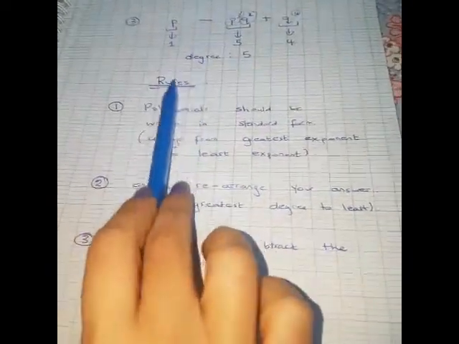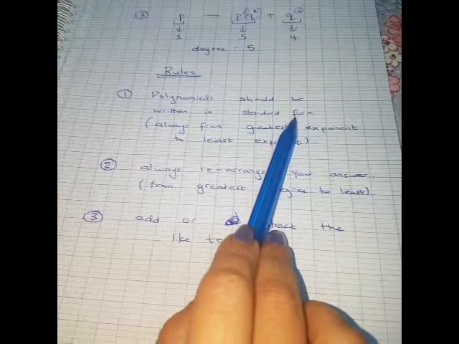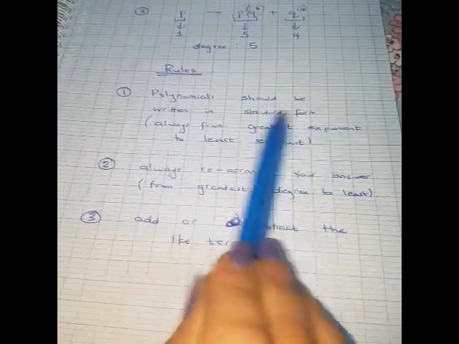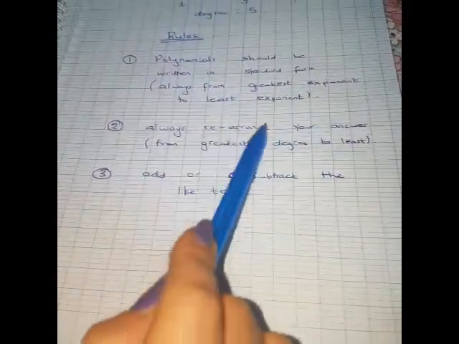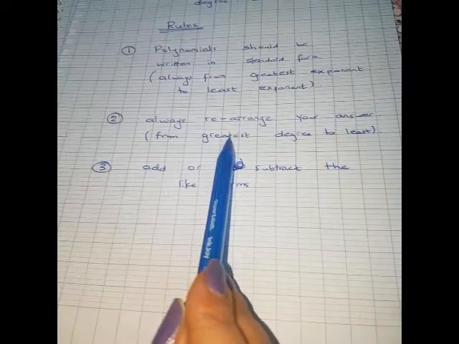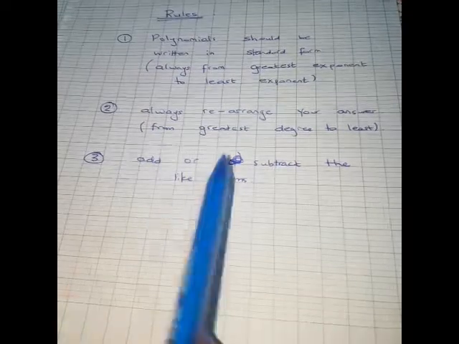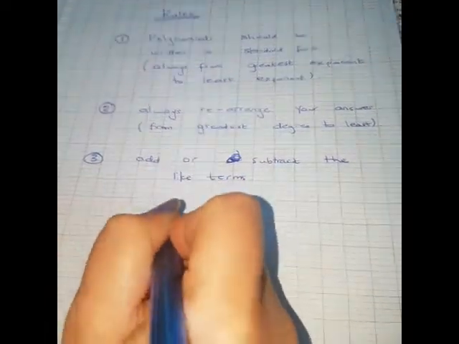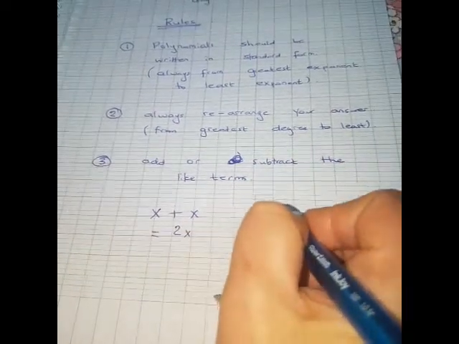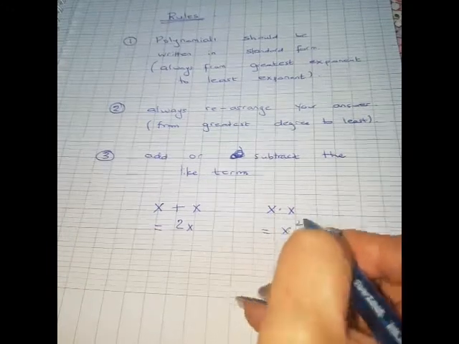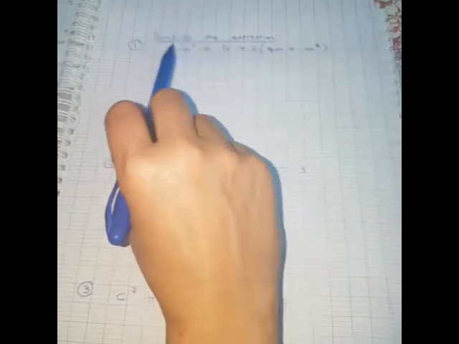The rules for polynomials. Polynomials should be written in standard form. What do we mean by standard form? Always from greatest exponent to least exponents. So we always can reshuffle or rearrange our answer from the greatest degree to the least degree. And we have to add or subtract the like terms. Remember, an x plus an x gives me a 2x. X times an x gives me an x to the second power. This is very important.